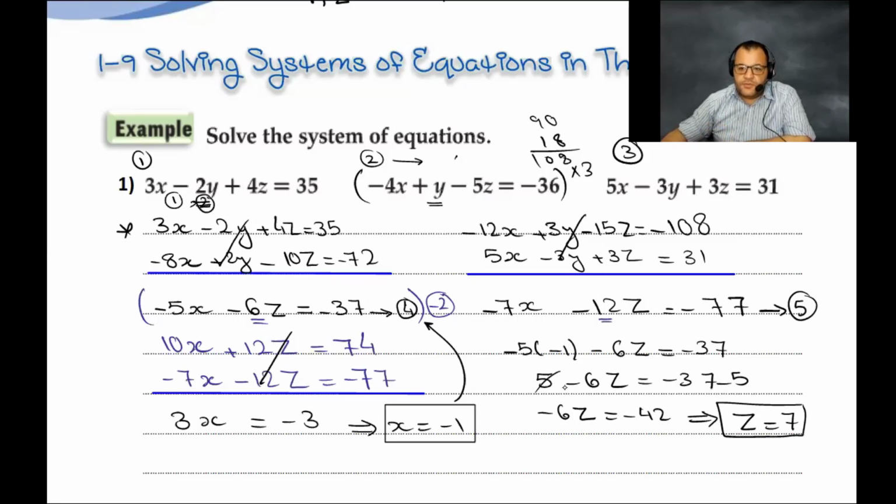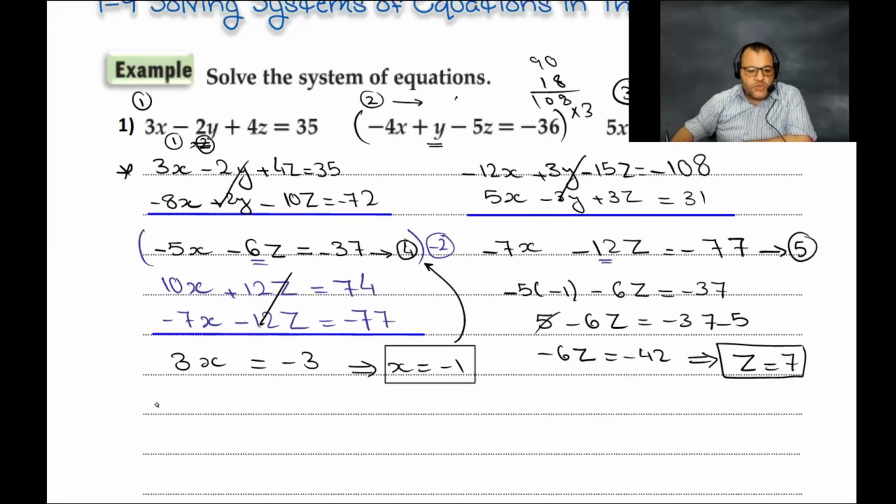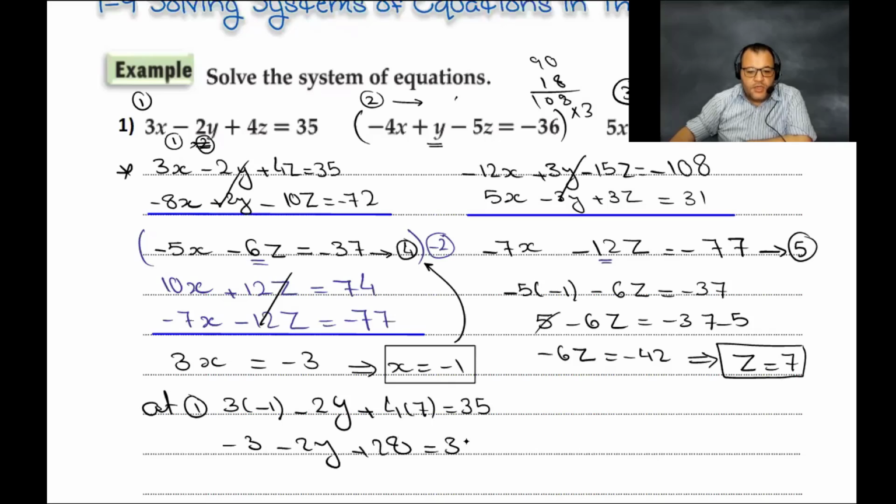Any problem until now? No. Now you have x and z. Use equation number 1 or 2 or 3, whichever you want. At any one, no problem. So at equation number 1, it would be 3 times negative 1 minus 2 times y plus 4 times 7 equals 35. So negative 3 minus 2y plus 28 equals 35, by subtracting 28 and adding 3.